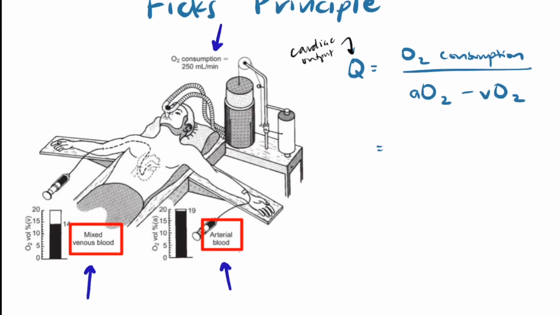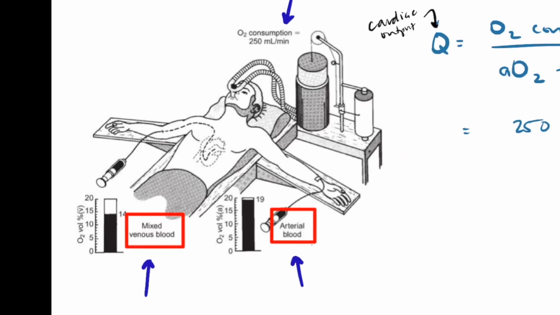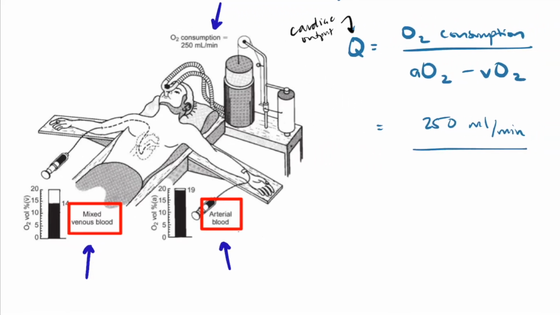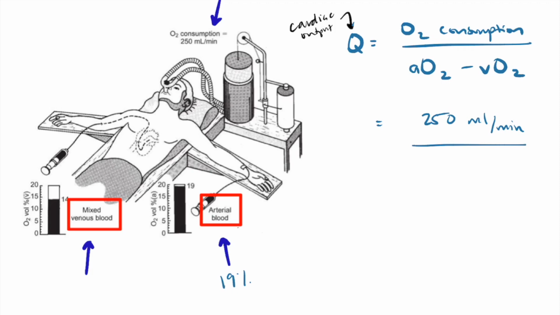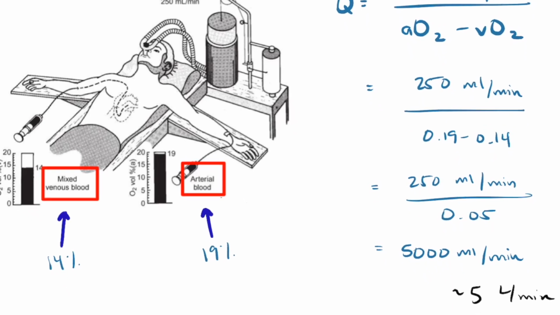arteriovenous difference. So, in a given example, if the oxygen consumption is 250 milliliters per minute, and you calculate the oxygen percentage from the arterial system to be 19%, and the oxygen percentage of the mixed venous system to be 14%, then the amount of oxygen lost per milliliter of blood is about 0.05, which is 5%. So, 250 milliliters per minute divided by 0.05 is equal to 5,000 milliliters per minute, or 5 liters per minute.